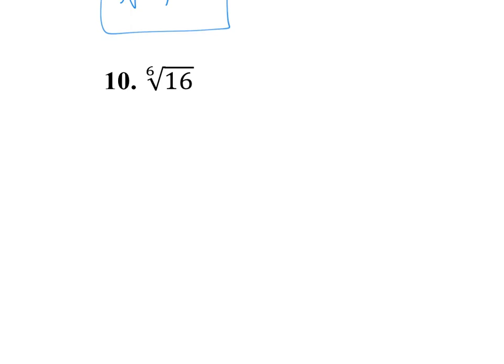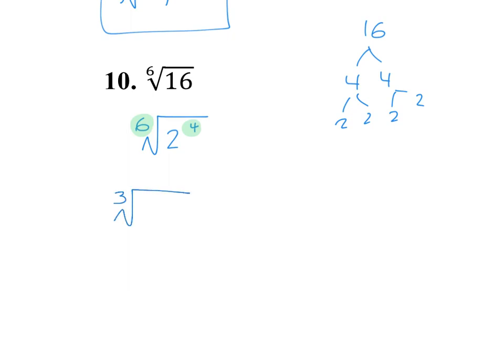Okay, for number 10, I'm going to completely break down 16. 16 is 4 times 4, and then we could break those into 2 times 2. So 16 is 2 to the 4th. I don't have 6 of anything, so I can't bring anything out front, but we can do the technique where we reduce. So we could divide both of those by 2. So this is going to become the cube root of 2 squared, and we know that 2 squared can be simplified as 4. So cube root of 4.